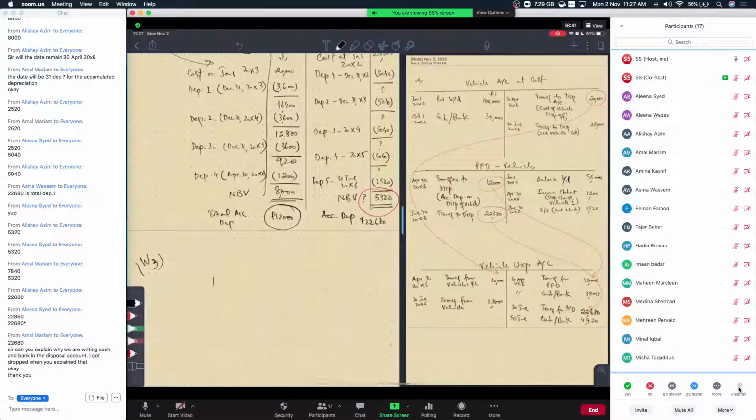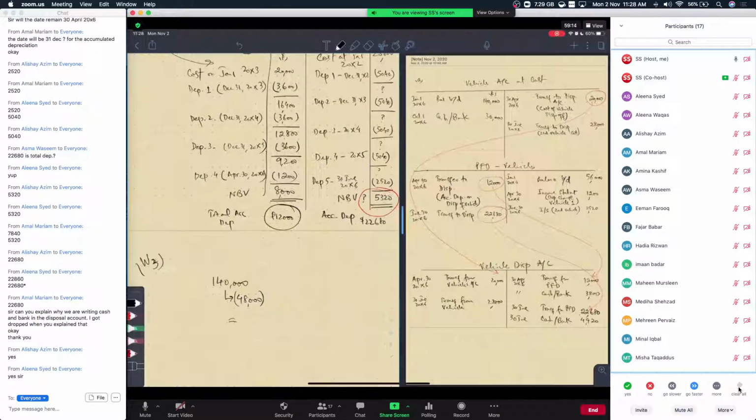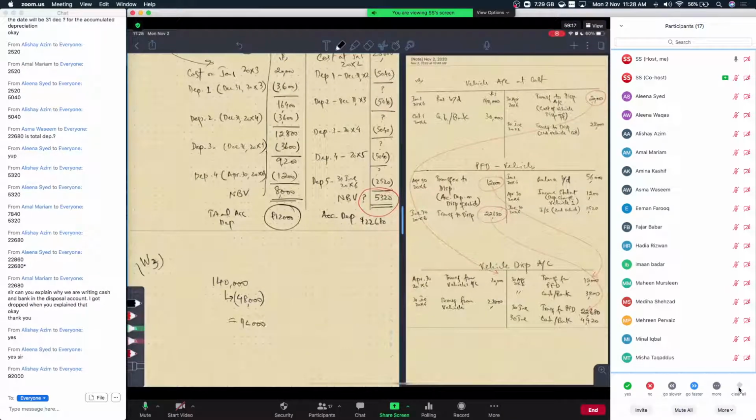So you have $140,000, and out of those $140,000, $48,000 disposal has been recorded, and that has already been considered. So that will give you how much? 140,000 minus 48,000. That will give you 92,000, I think. Is it 92,000? 140 minus 48. Can you calculate? Okay, it's $92,000.